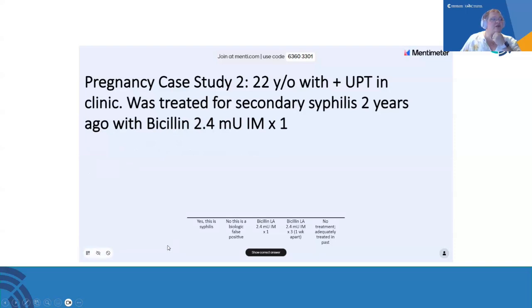So what do we do? Is this syphilis? Is it a biologic false positive? Do we need to give 1 dose, 3 doses, or no treatment adequately treated in the past? What do y'all think?